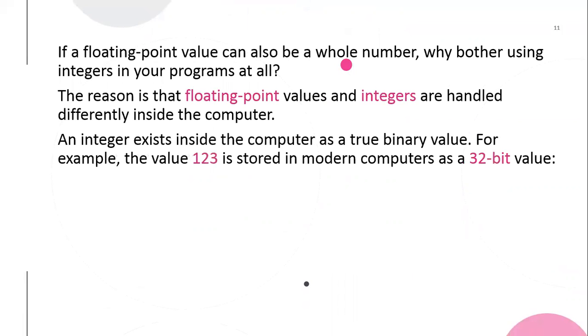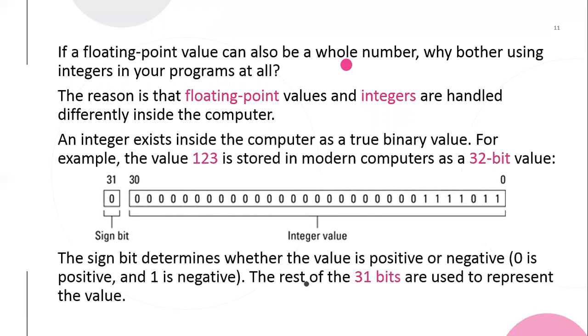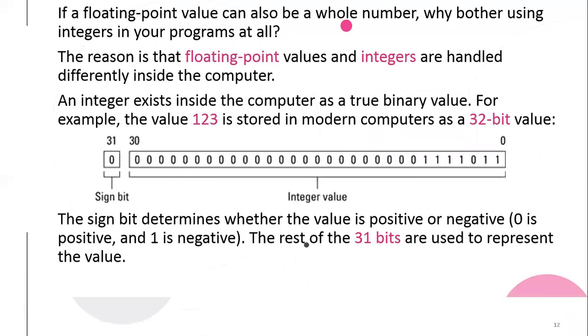An integer exists inside the computer as a true binary value. For example, the value 122 is stored in modern computers as a 32-bit value. We can see that in this picture. The sign bit determines whether the value is positive or negative. The remaining 31 bits are used to represent the value.